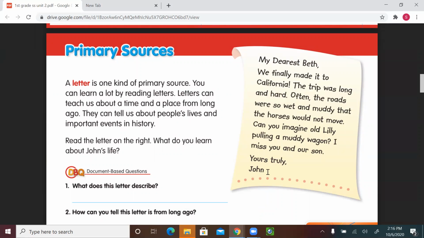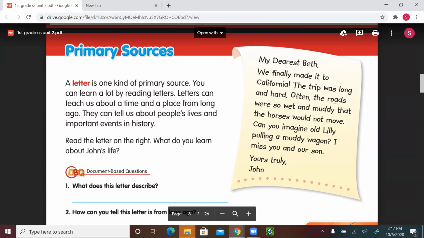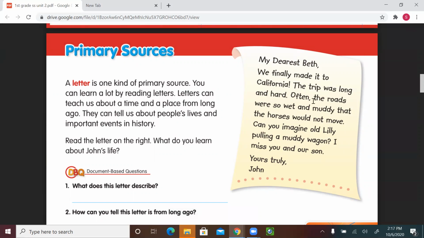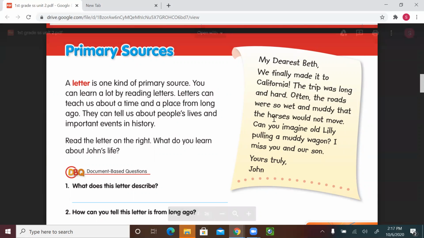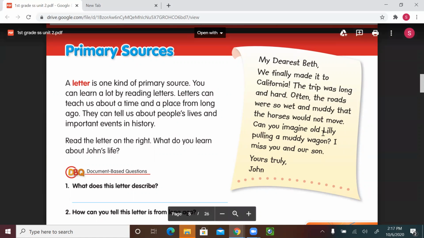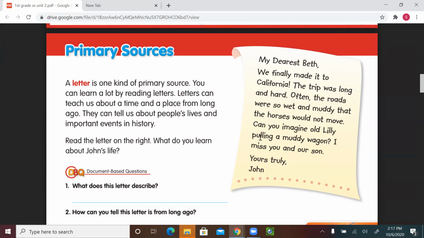"You are truly John." So we can tell from this letter that it happened long ago, because the letter said the trip was long and hard, and they talk about the roads being so wet and muddy, and also about the transportation they used at that time, which was horses. So it was hard for them to pull a wagon in the muddy weather or on the muddy streets.